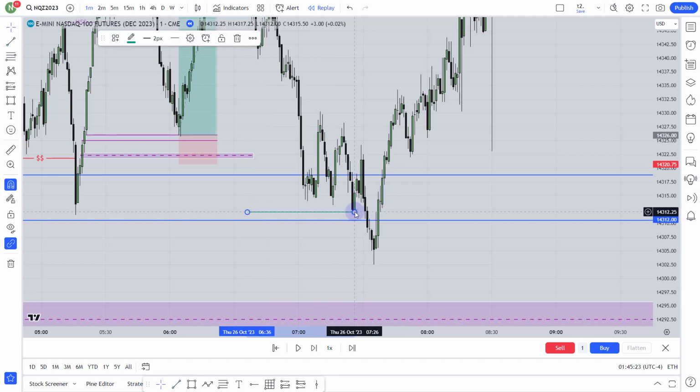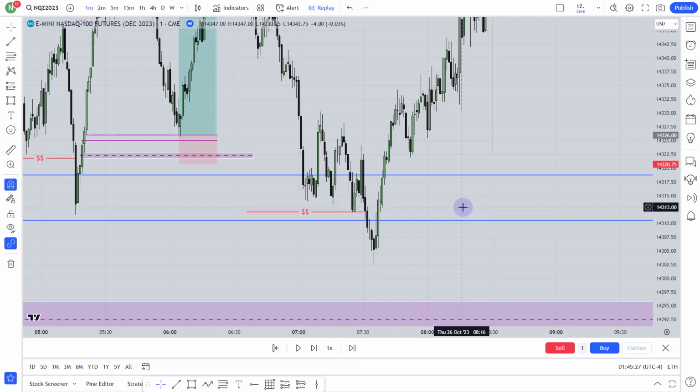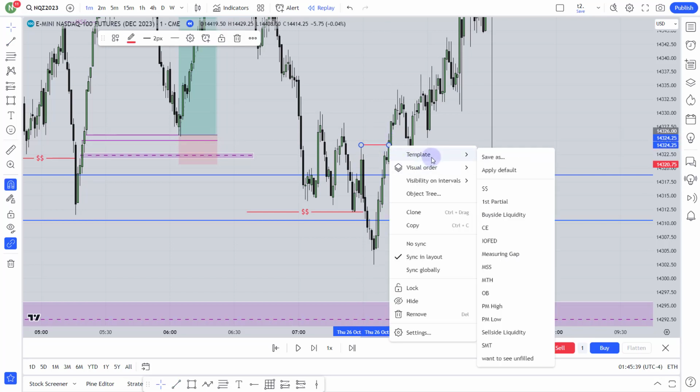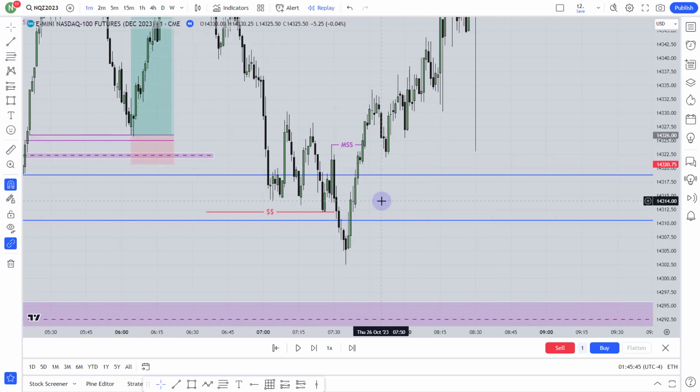So the sell side liquidity has been taken over here. I will mark it as my sell side liquidity taken. And now I need a market structure shift. You can see it has shifted the market structure over here. Why are you waiting for this? Because you are not going to take your entry depending on the 15-minute time frame. You are waiting for the 1-minute setup. So this is your market structure shift.